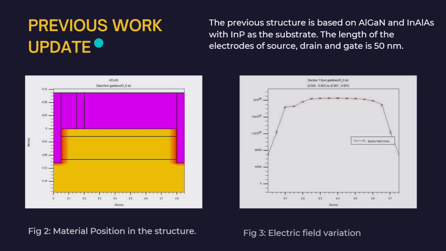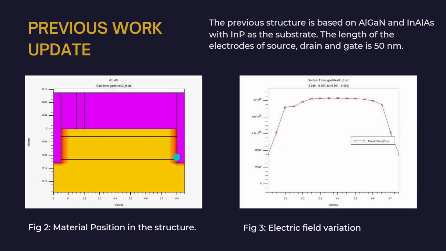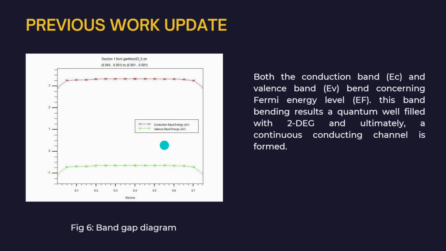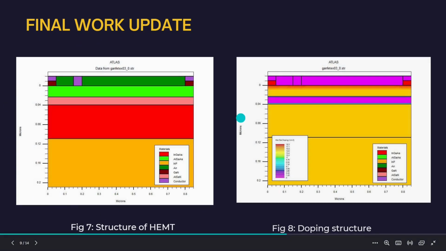Previously the HEMT structure was made up of three layers, that is substrate, buffer layer and channel. The problem with the previous structure with three layers and the electrodes ranging from oxide layer to substrate was the band gap difference, which deviates from the ideal HEMT band gap, because of which the breakdown voltage becomes greater than expected. Hence the structure has been modified by putting more layers, that is cap layer and more buffer layers, and by shortening the length of electrodes.